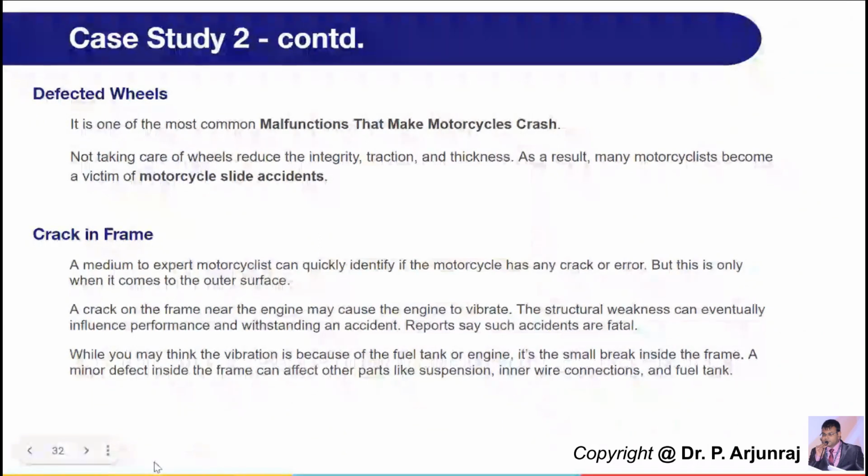See, the failure can be anything. It can be structural failure, environmental failure, durability failure, or performance failure, or a combination of these resulting in the overall safety failure of the vehicle. So here one example is a crack in the frame. See, a crack in the frame can cause the engine to vibrate. The structural weakness can eventually influence the performance, and it can also result in an accident.